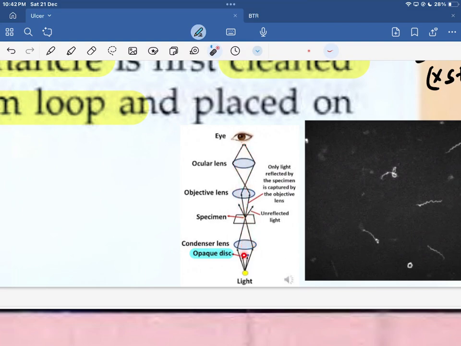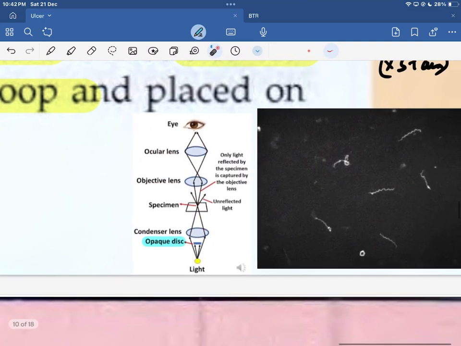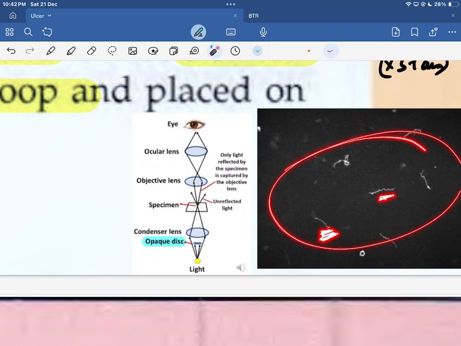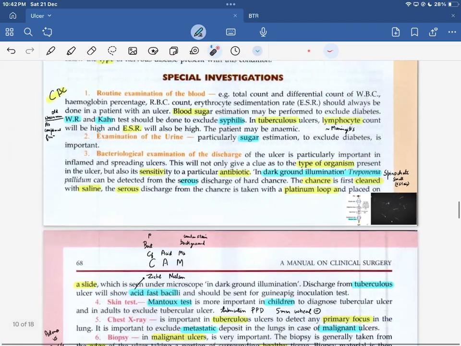But here we are blocking this. If we block this, then this condenser won't have these lines, right? So for the specimen, these lines won't be there, and in the objective lens and the ocular lens, these won't focus again, right? So the middle part of it is not there. That's why just these small things are illuminated, but in general the background is dark, right?